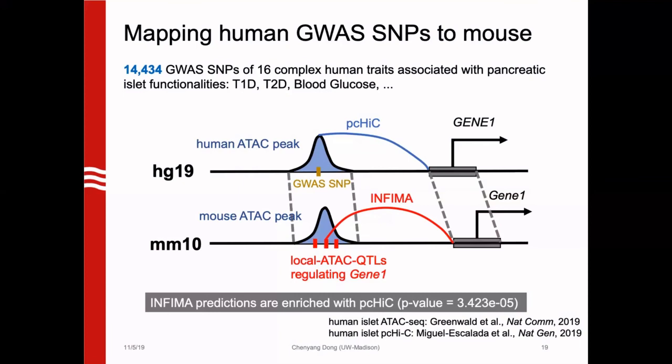As mentioned before, we validate these predictions and compare with linking the ATAC peak with their nearest genes. And we found enrichment results. The results predicted by the INFIMA model are enriched with this promoter capture Hi-C data.